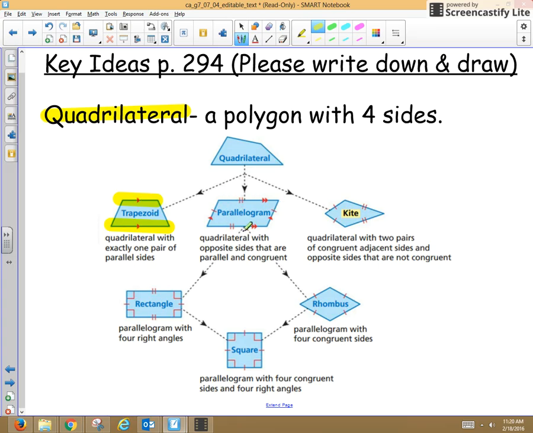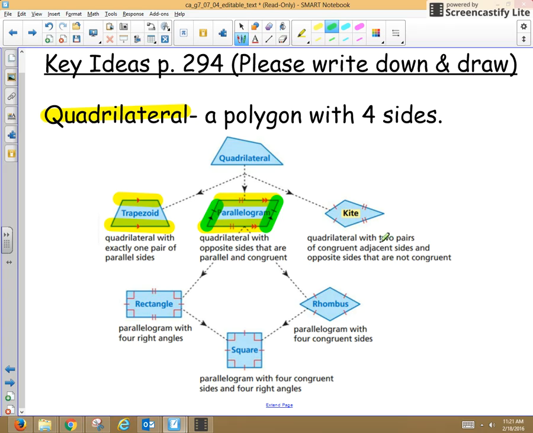The parallelogram is a quadrilateral with opposite sides that are parallel and also congruent. So this side is parallel to this side. You'll notice the little arrow marks to show that they're parallel. And the left side is parallel to the right side. The sides are also equal.